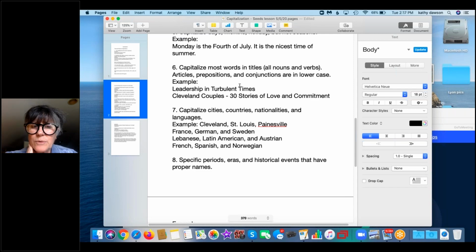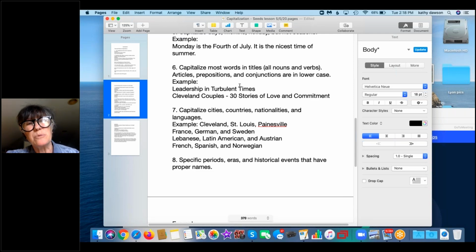And then number 7, we capitalize cities, countries, nationalities, and languages. So I have some examples. Cleveland is capitalized. Oh, go ahead. So you said languages. Is that like all languages you capitalize, even if it's in a sentence, every time the name of a language is there, it has to be capitalized? The name of the language, yeah. Like I have here, French is capitalized, Spanish, Norwegian, German, English. Whatever the language, you always capitalize it. Same thing with countries: France, Germany, Sweden. Nationalities: Lebanese, Latin American, Austrian, those are all capitalized.